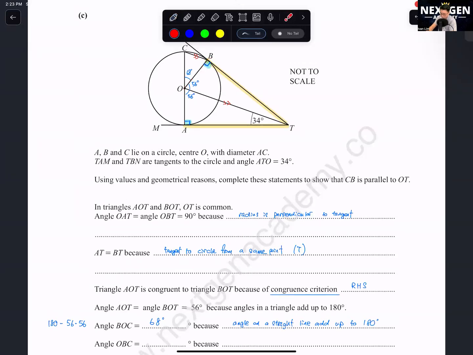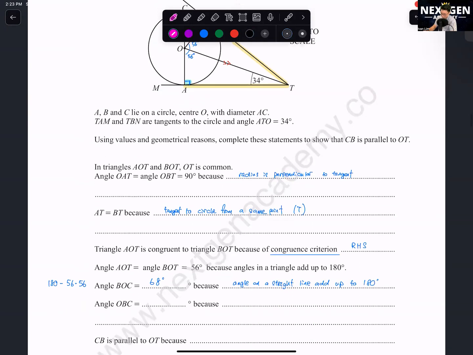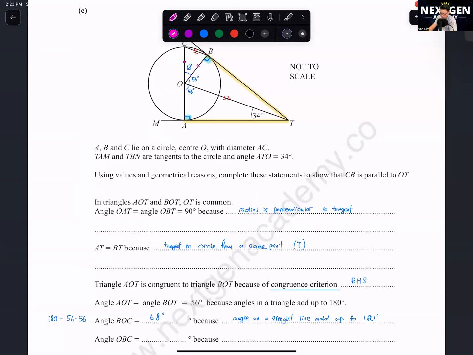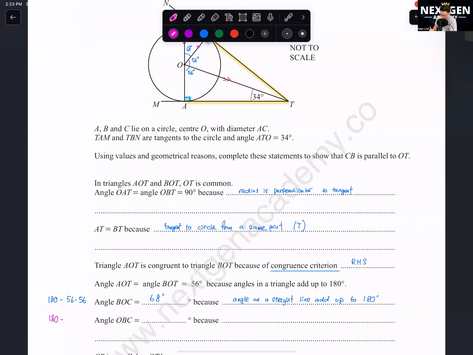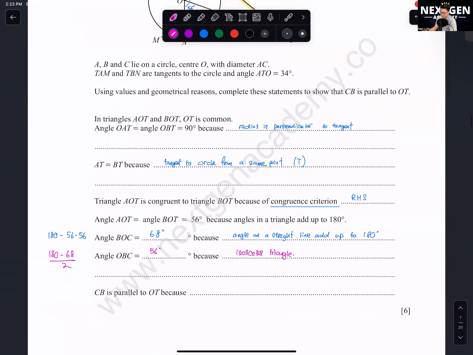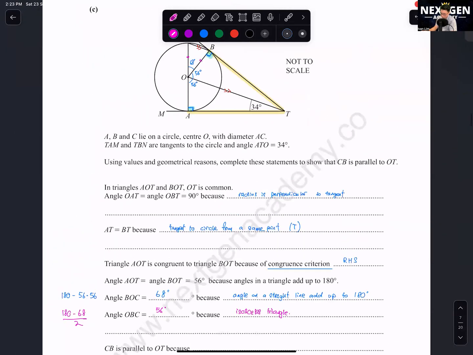OBC, if you see over here, OB and OC are both radius. So this is actually an isosceles triangle. So how to calculate this one? You will take 180 minus 68, you divide it by 2. You'll get 56 degrees. You just write isosceles triangle. Okay. Now the final one, now that we have all these ready.